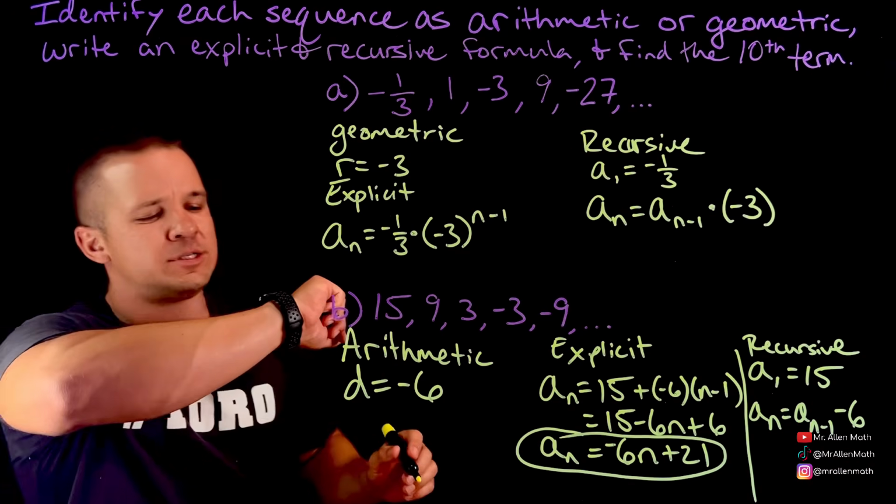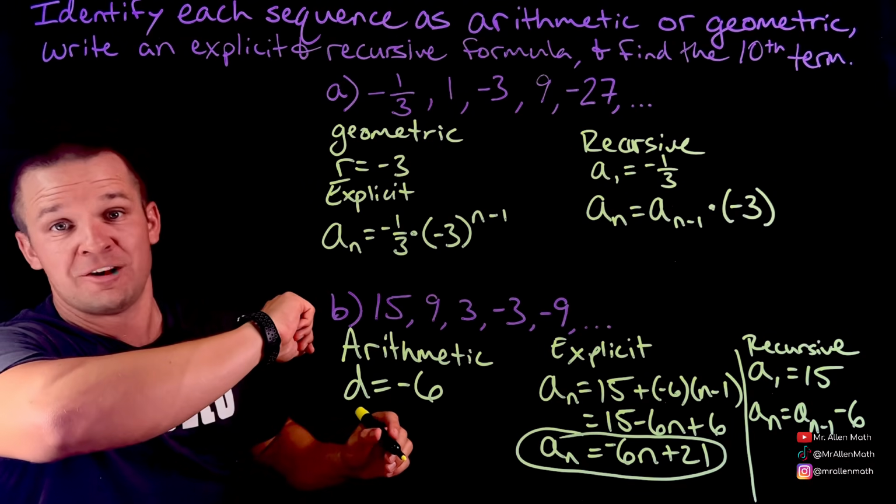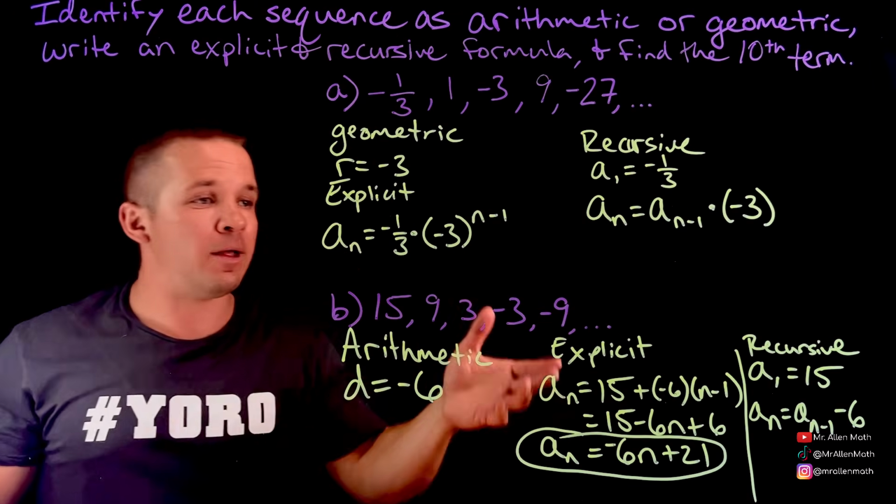I think I had enough room. Let's see. I can see on my fancy watch. I had enough room. All right. So there we go. Got a recursive.